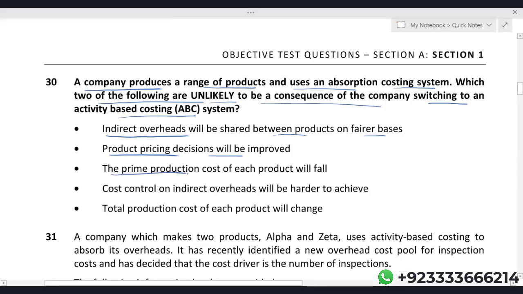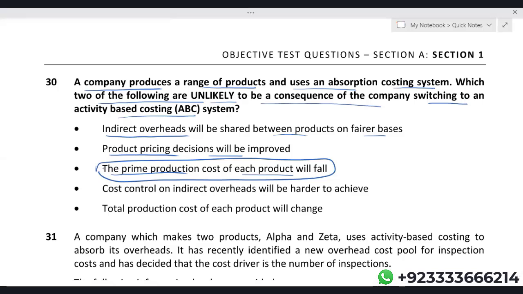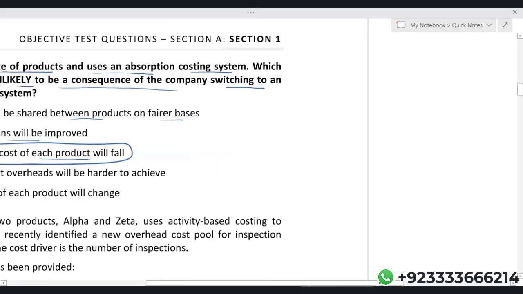The prime production cost of each product will fall. No, no, no. It has no effect. In fact, prime production cost has nothing to do with absorption and ABC. Now, the question is, what do you mean by prime production cost? Basically, prime production cost means major cost. Let me explain that.